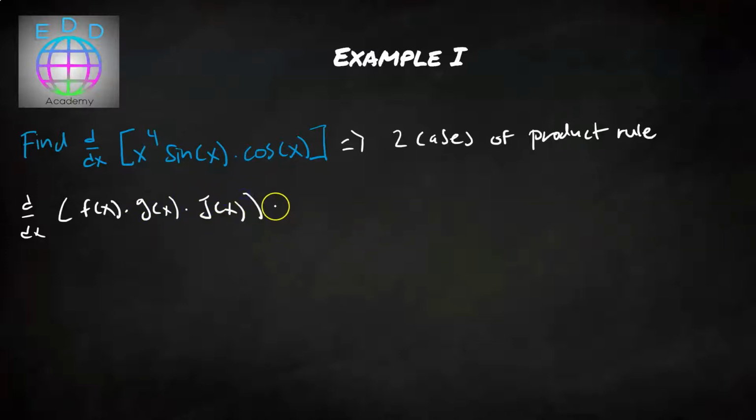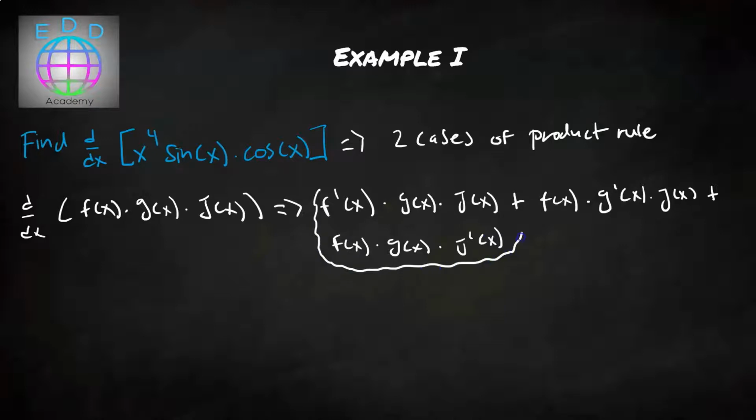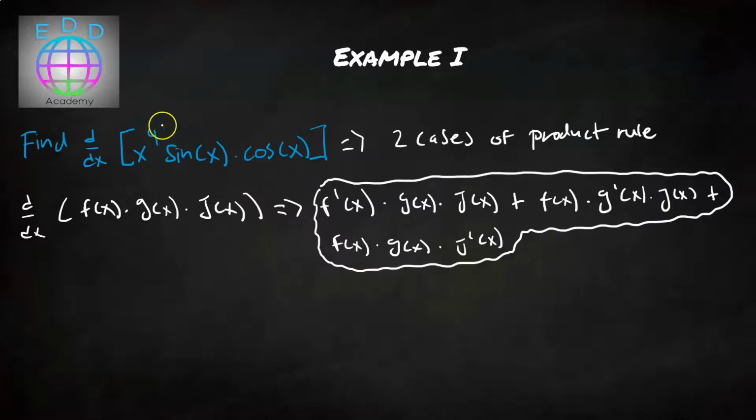Then the derivative of this function is f prime of x times g of x times j of x plus f of x times g prime of x times j of x plus f of x times g of x times j prime of x. It follows the same pattern, we just have that extra term there. So we can apply this pretty easily to this function right here.